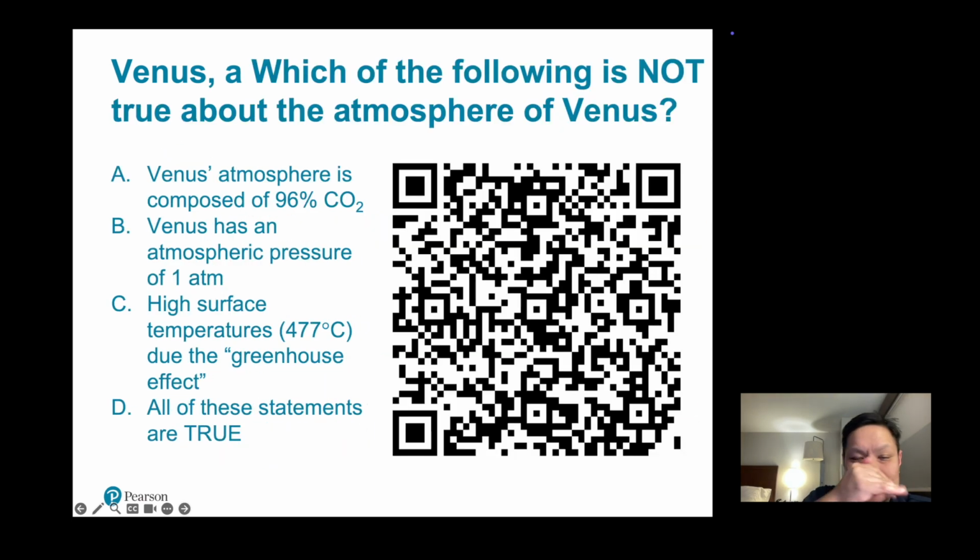All right, next question. Obviously a typo there, so sorry, but it says, which of the following is not true about the atmosphere of Venus? It's made of 96% CO2. It has a pressure of 1 atm. It's as hot as 477 degrees Celsius, or all these statements are true, right? And again, if you don't know the answer, it's on the previous slide.